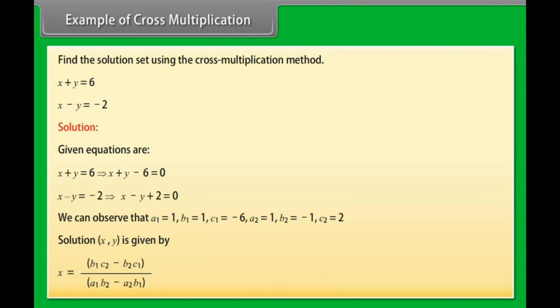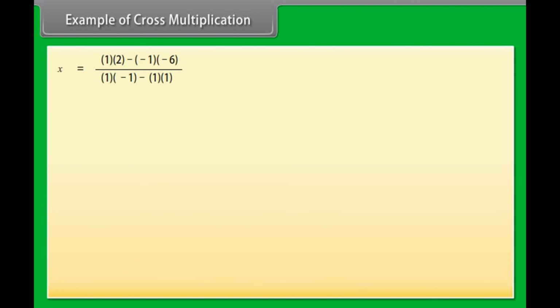Now by substituting the values we get x is equal to 1 into 2 minus minus 1 into minus 6 upon 1 into minus 1 minus 1 into 1. By calculating we get x is equal to 2.